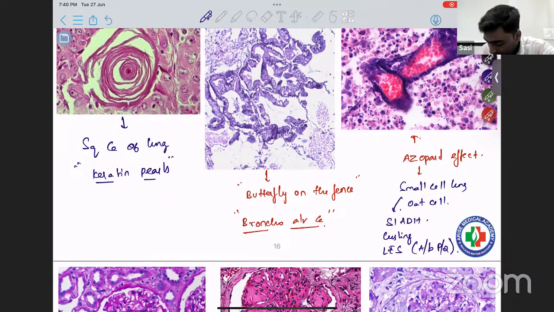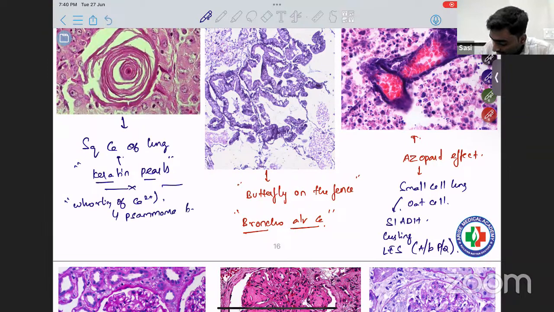If you see this keratin pearls image, it is seen in a case of squamous cell carcinoma, and there will be one more. Means it's just a different one. There is one more whirling of calcium, or a wall-like deposition of the calcium. And this whirling deposition of calcium is seen in psammoma bodies. Psammoma bodies, and we know these psammoma bodies are seen in conditions like PSS.